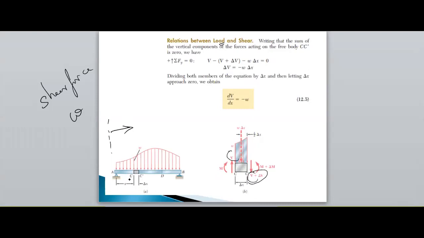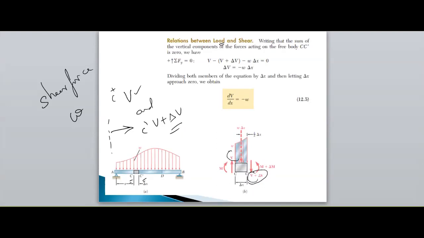Therefore the shear force at C and the shear force at C dash are V and V plus delta V. Already V existed at the C dash, so V and some more V will be added at C dash. Therefore V plus delta V is the shear force at C dash, and at C it is V. Similarly, I need to find out the bending moments at C and C dash.